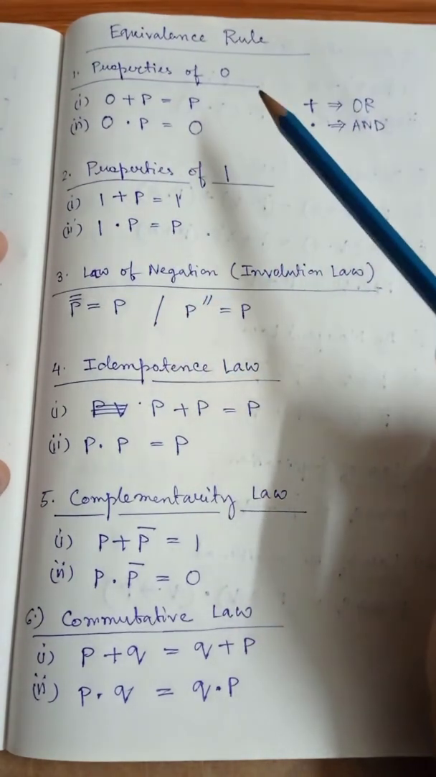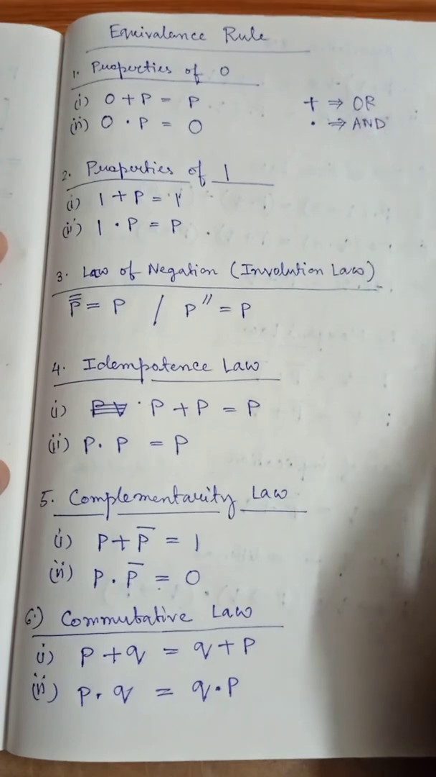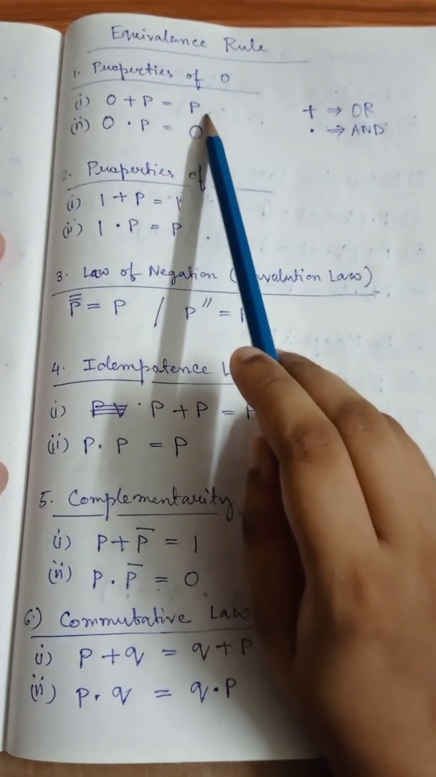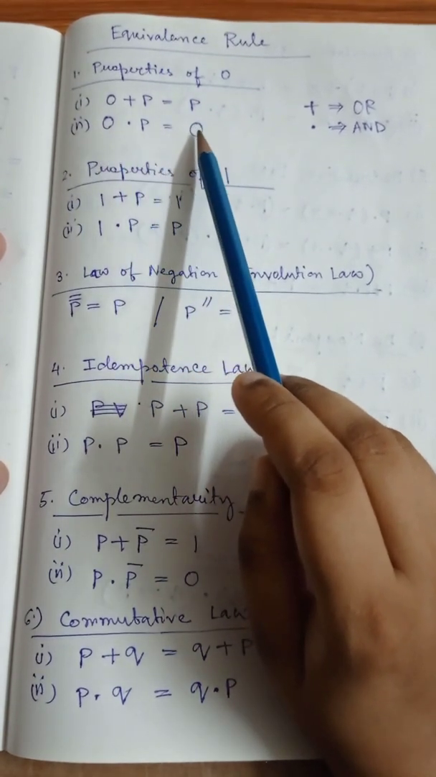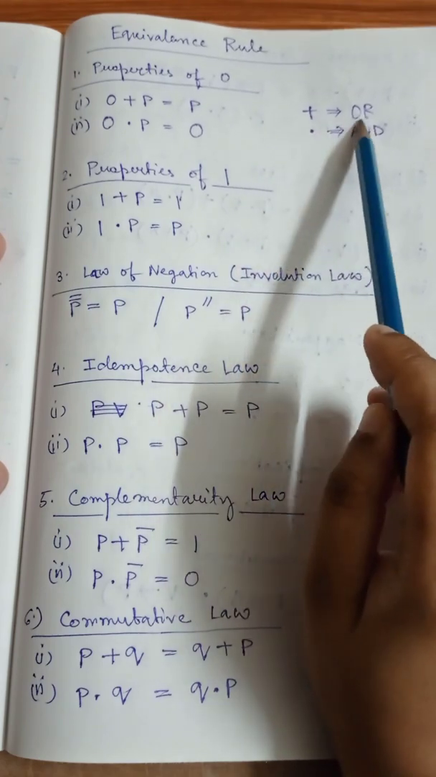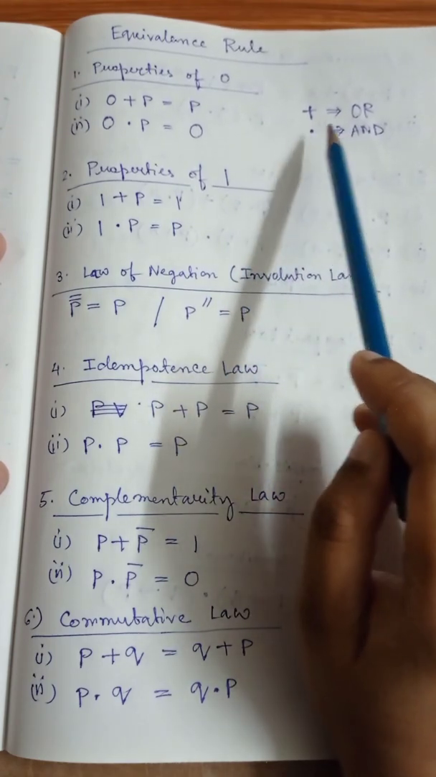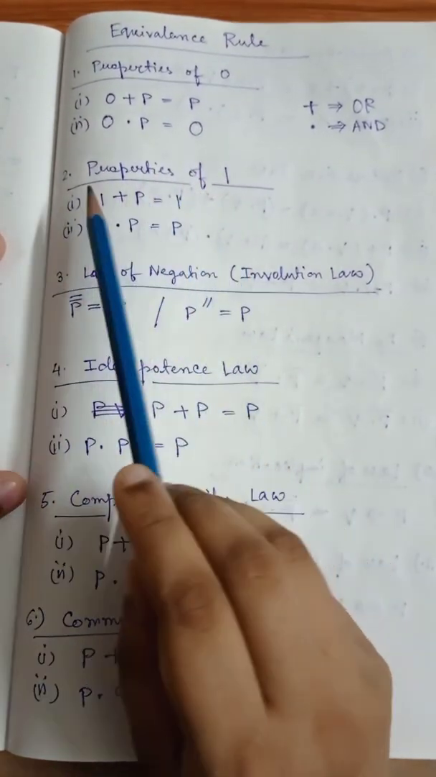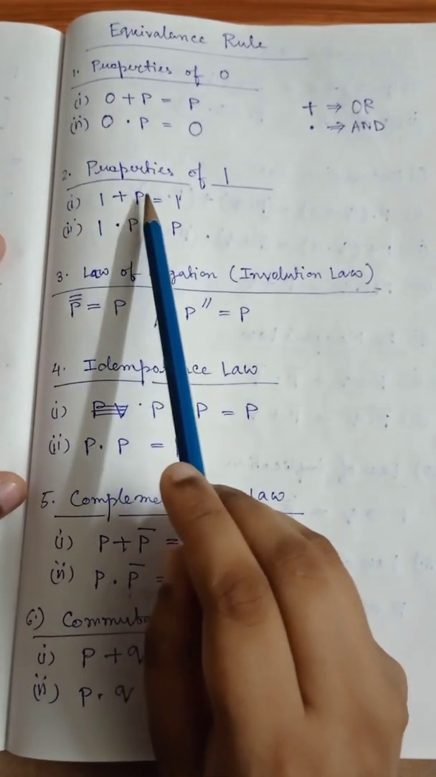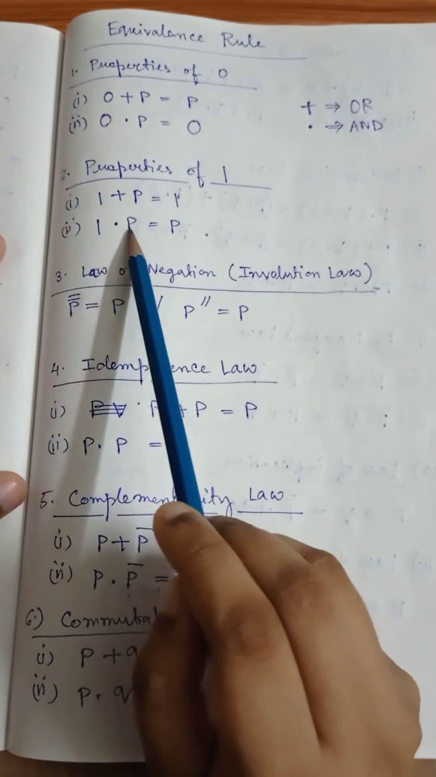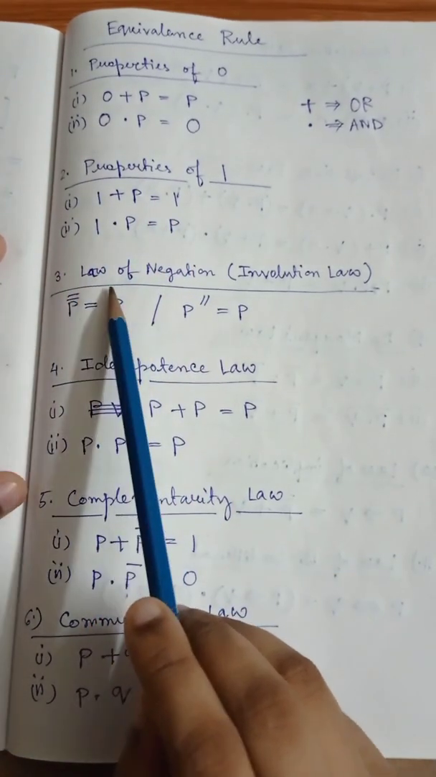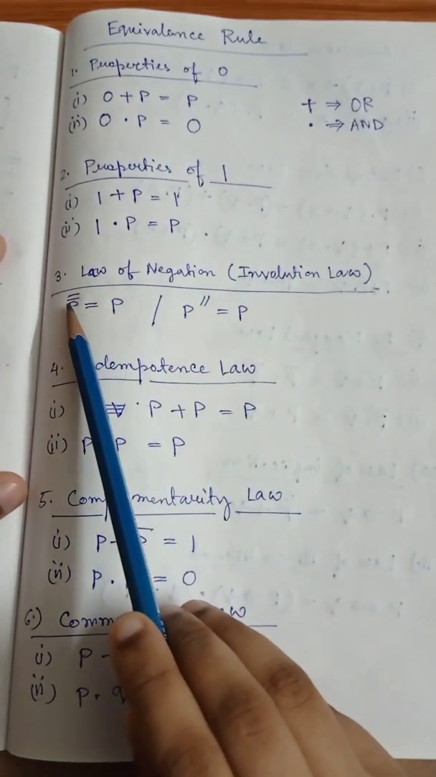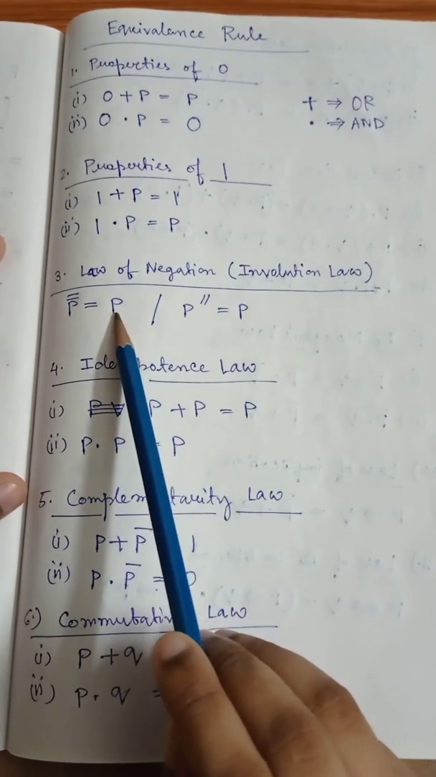Next is equivalence property. Equivalence properties are used for algebraic method. So first equivalence property is properties of 0. 0 plus P is equal to P, 0 dot P is equal to 0. Here plus means logical OR operation and dot means logical AND operation. Next property is properties of 1. Here 1 plus P is equivalent to 1, 1 dot P is equivalent to P. Next law is law of negation or involution law. It means P double complement is equal to P.